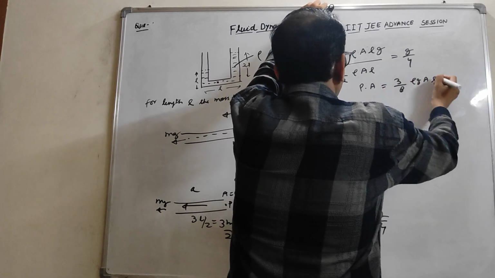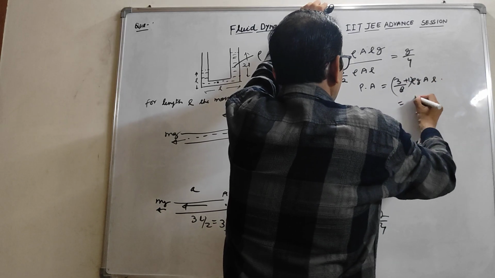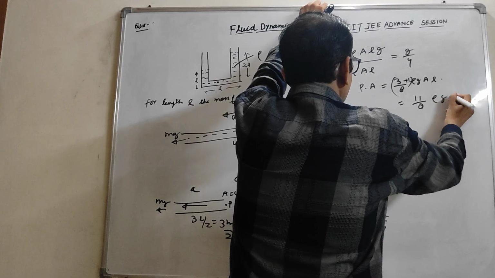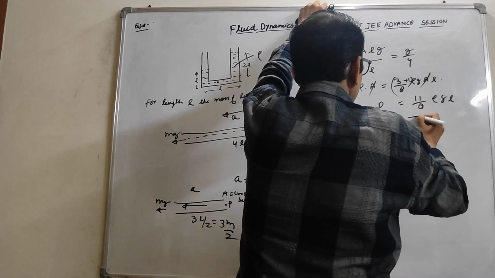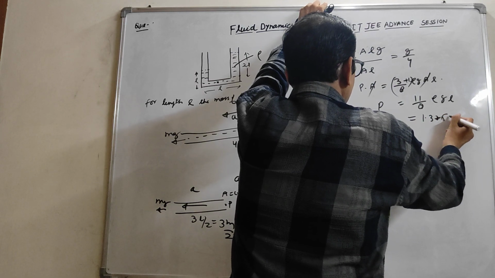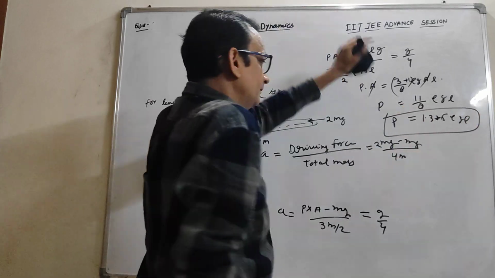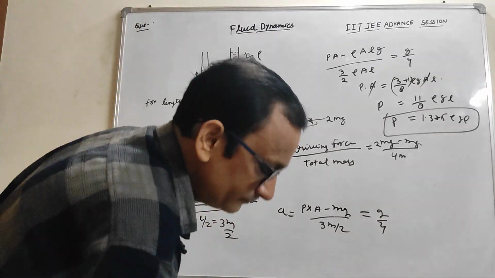Plus 1, so 11 by 8 rho gAL, A cancels out. This is the pressure. This would be 1.375 rho gL. So by this we calculate the gauge pressure. So, next problem.